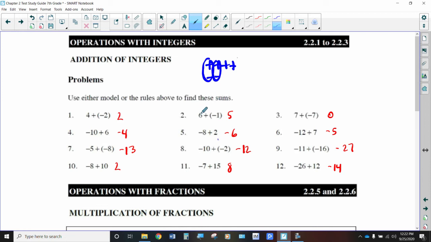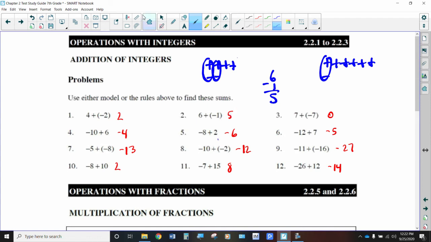So do we have more positives or more negatives? We have more positives, and how many more positives than negatives do we have? 6 minus 1 is 5. So that means that you would have had 1, 2, 3, 4, 5, 6, and just one. So when you take away the 1, 0 pair, you're left with 5 positives.